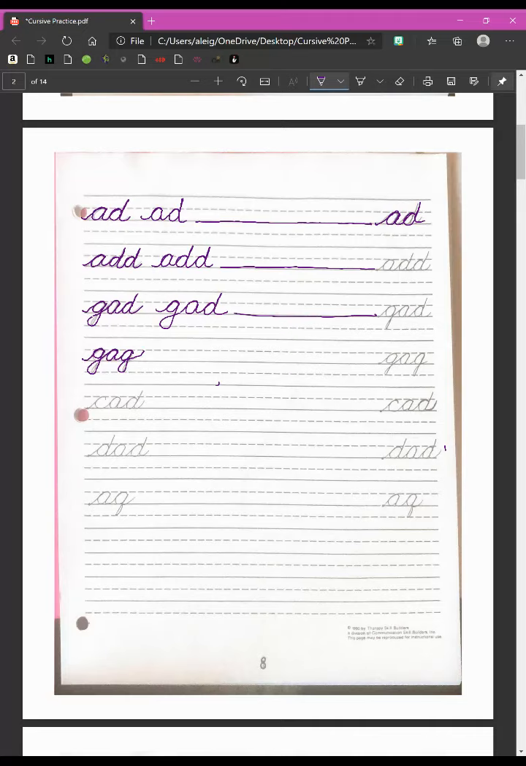Okay, it's very tricky not to lift your pencil, but that's the whole point of cursive. Okay, practice that all the way down and trace it at the end. When you're ready, we'll press play and we'll move on.